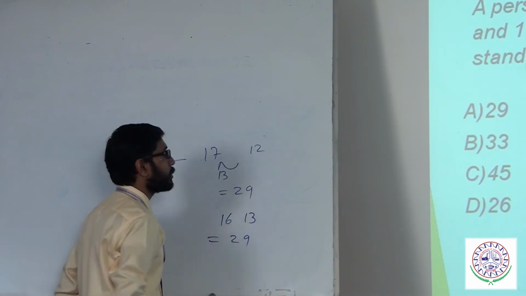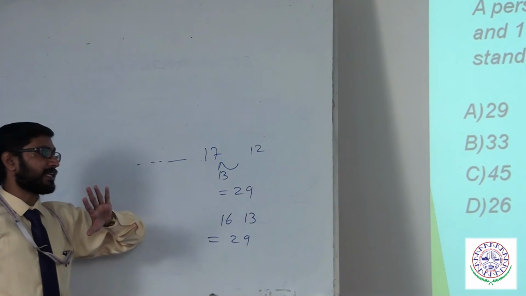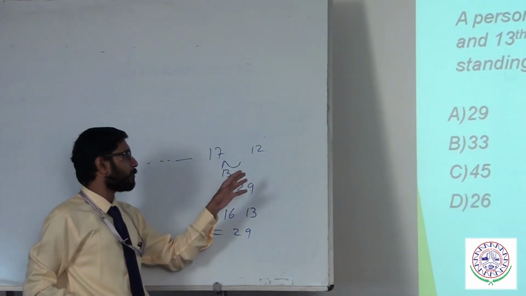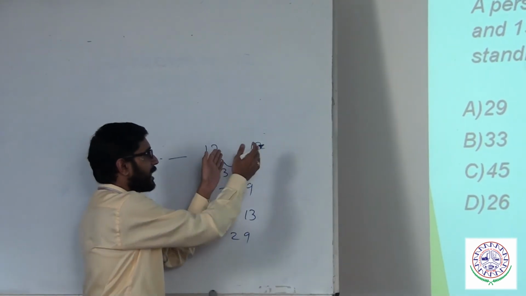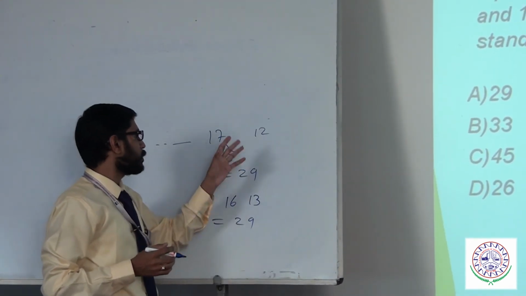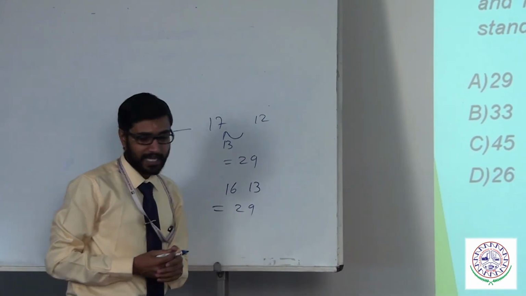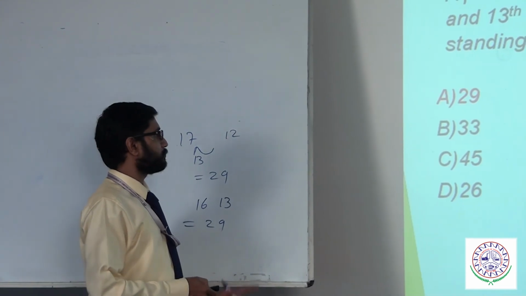Either you take it in this way or in that way, you will arrive at the same answer. So it will be 29. Don't add 17 and 13 and directly say it as 30. That is wrong. Always take from one side, and from the remaining side, consider how many are left out. So it will be 17 plus 12, you will get 29. So the answer for this question is 29, that is option A.